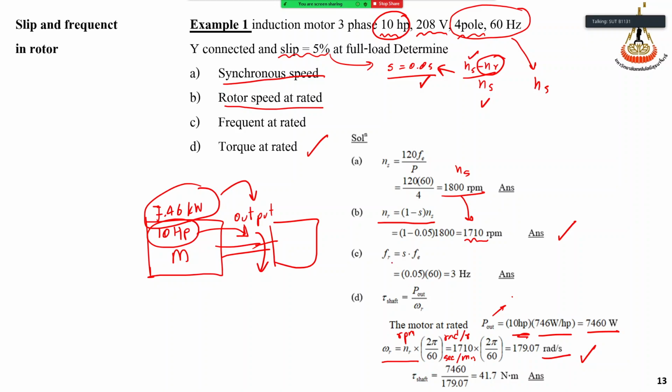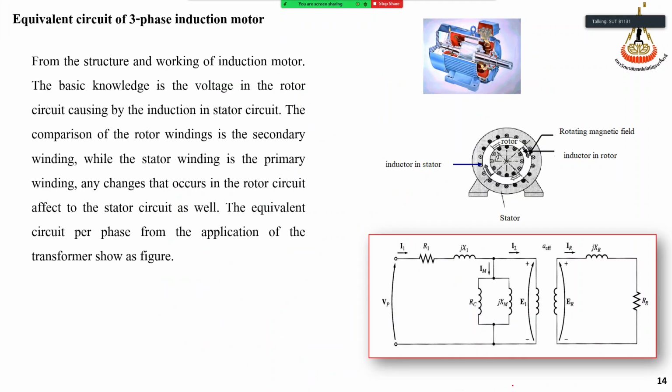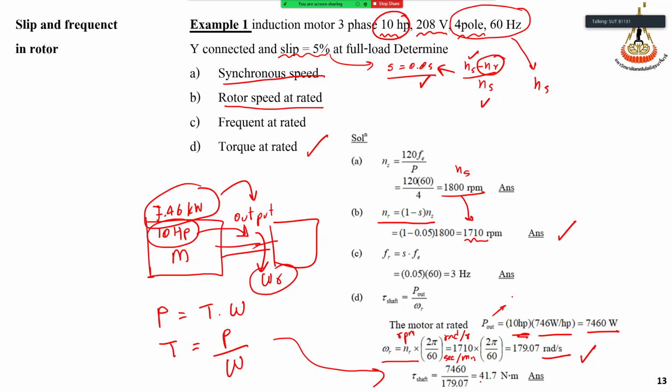Therefore, the torque: P equals T times omega, so torque will be power divided by omega. Here, we have power out of 7460 divided by the speed, omega R. Speed will be 179.07, so we have 41.7 Newton meter. This is the answer. This is just a simple calculation of the motor, of the induction motor.